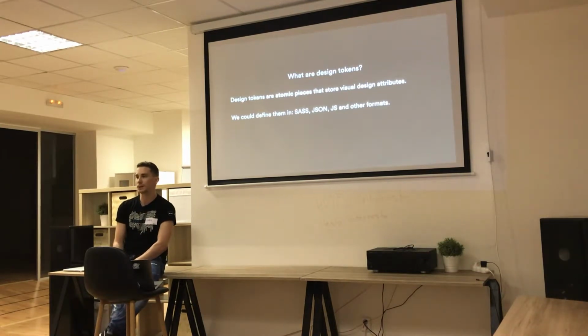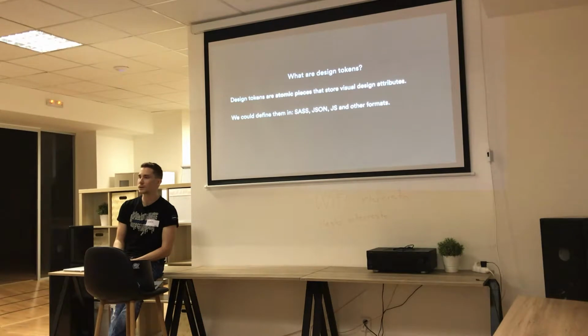They are atomic pieces that store user interface attributes like colors, font sizes, spacings, etc. And with them, we can define CSS properties on front end or in React Native, for example. And we could define these tokens in different formats like JSON, JS, or Sass, Less, but we chose JavaScript because more projects are written in React, and it's the main platform for us.